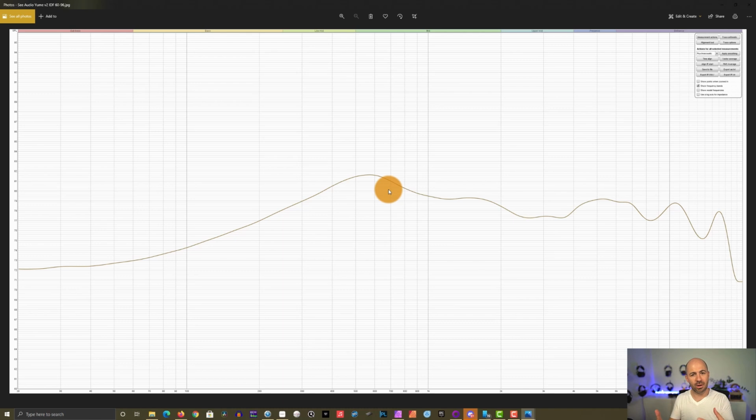So looking at this graph, I would immediately say this is going to be a headphone that's going to have a mid and treble emphasis with a lack of bass, and that's what it does. So that's really what you should take away.